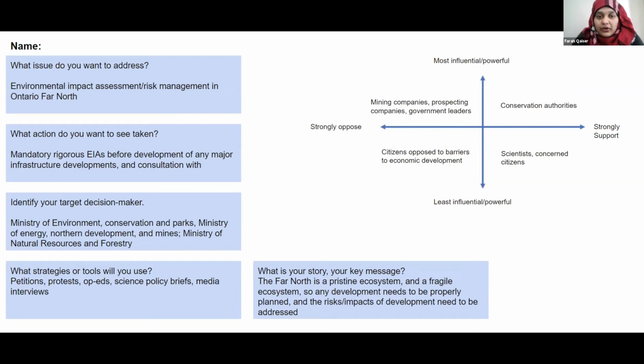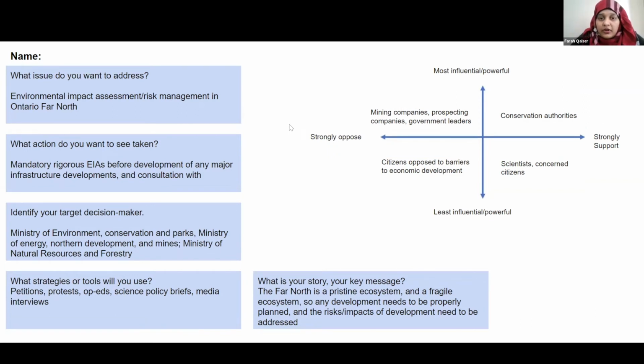And what is your story? Your story that you've picked, or the narrative that you think is the best fit here, is the far north is a pristine ecosystem and a fragile ecosystem, so any development needs to be properly planned and the risk impacts of development need to be properly assessed.